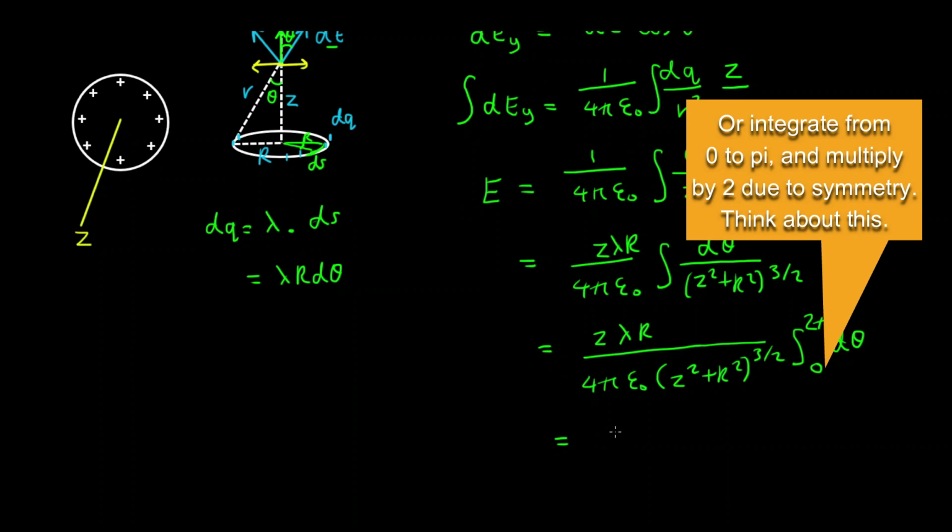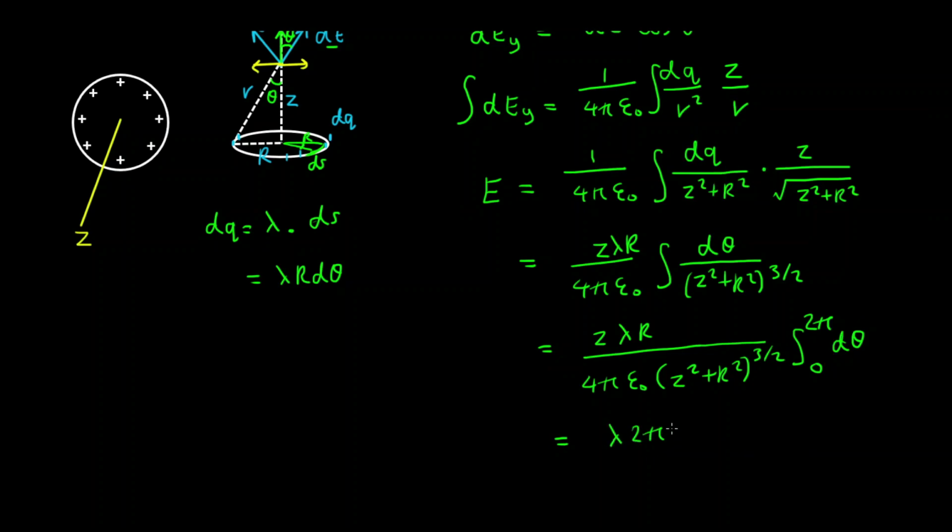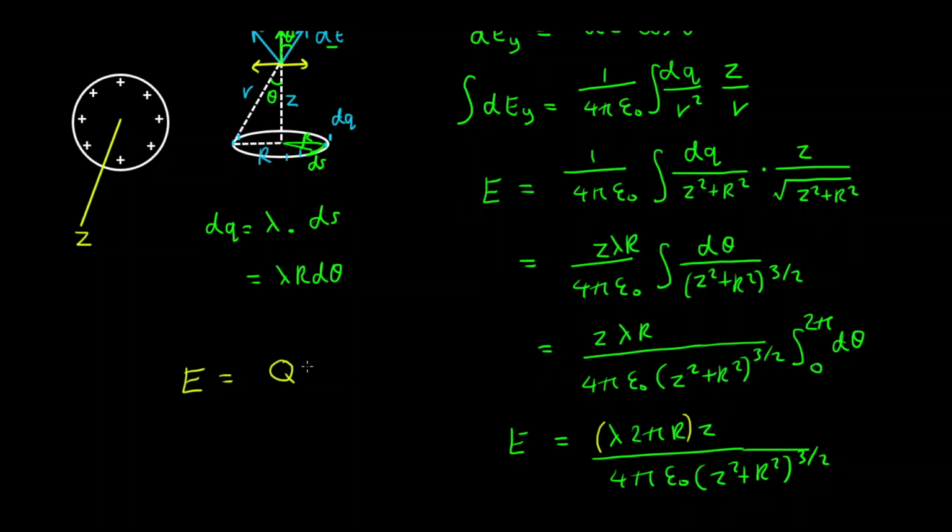So we get lambda times 2 pi R when we evaluate that integral, and that's multiplied by z over 4 pi epsilon naught times z squared plus R squared to the 3 on 2. And that's our final electric field. Now one observation we can make is that lambda times 2 pi R gives us the total charge around that ring, which I'm going to call Q. So we can write this as Q z on 4 pi epsilon naught times z squared plus R squared to the 3 on 2.